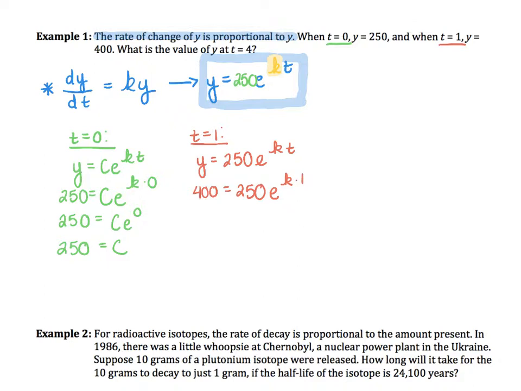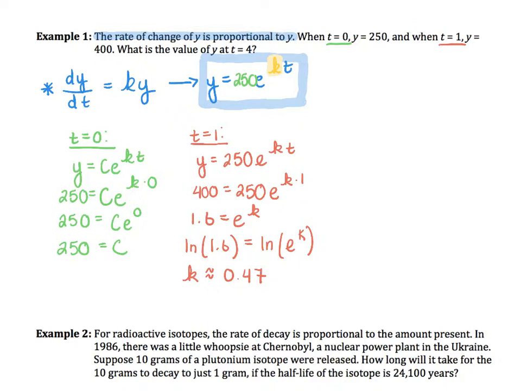Now from here it's basically just algebra. We're going to first divide both sides by 250, and we'll get 1.6 equals e to the k. Then to solve for k, it's just natural log of both sides. So the natural log of 1.6 equals the natural log of e to the k. And then that will leave us with k equal to approximately 0.47. That's good enough for now.